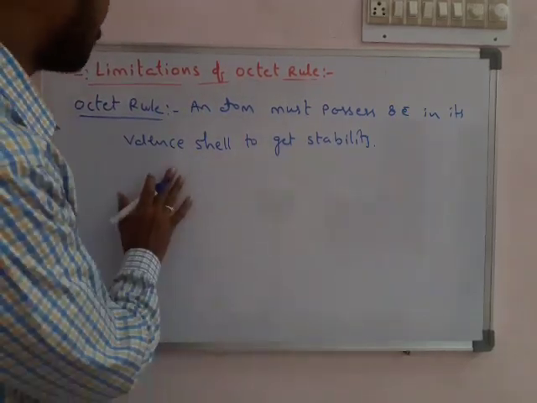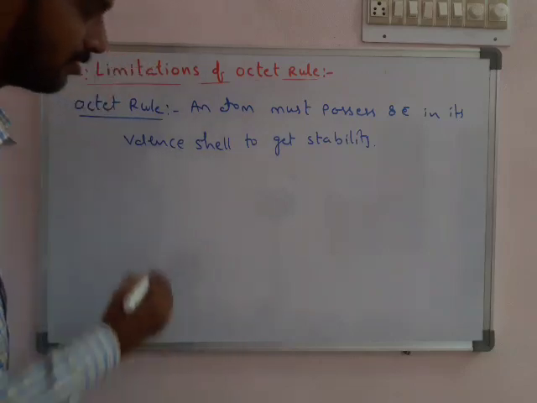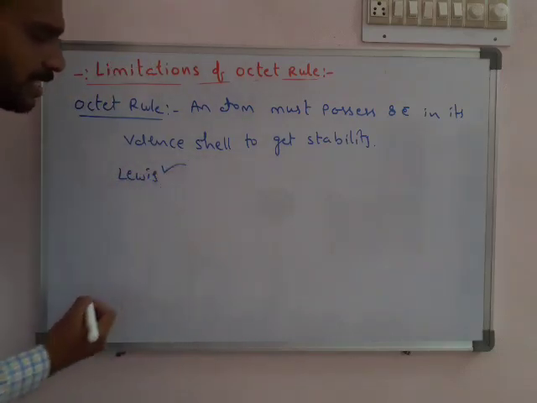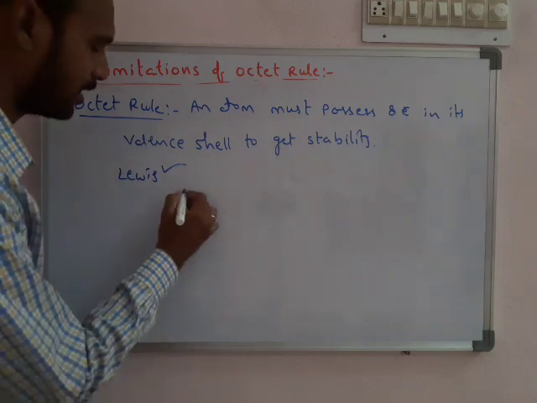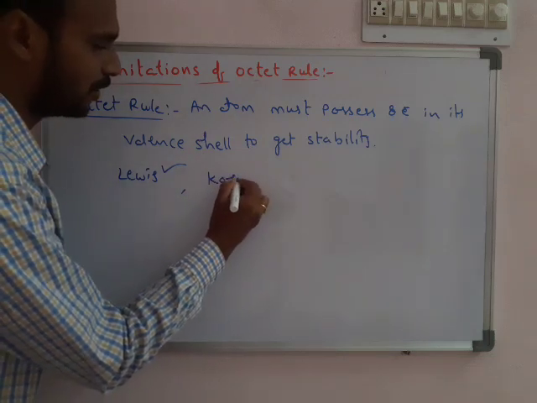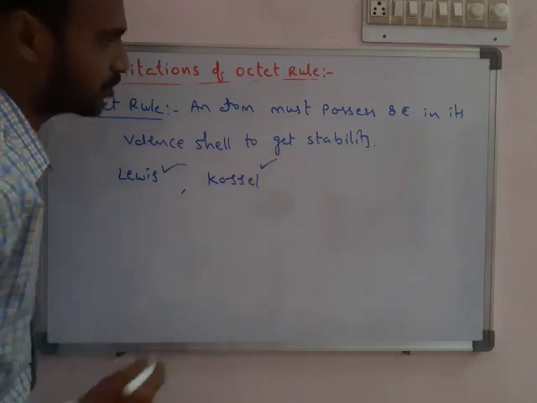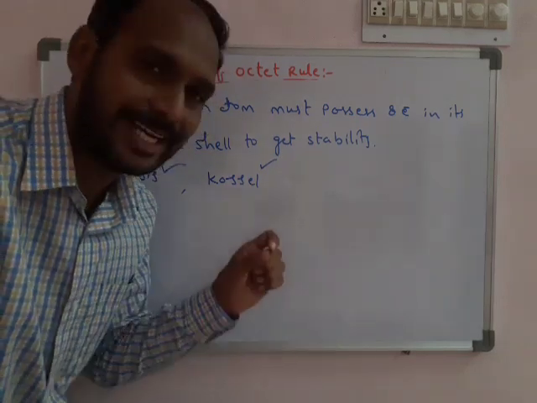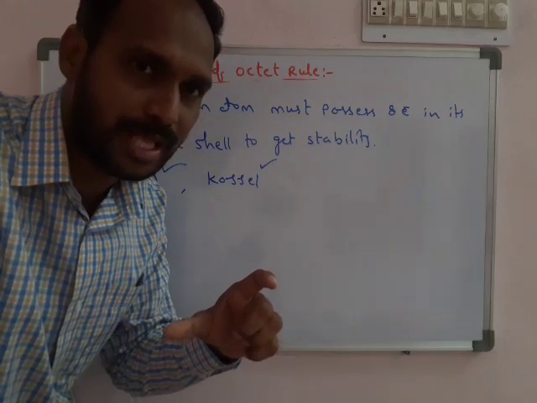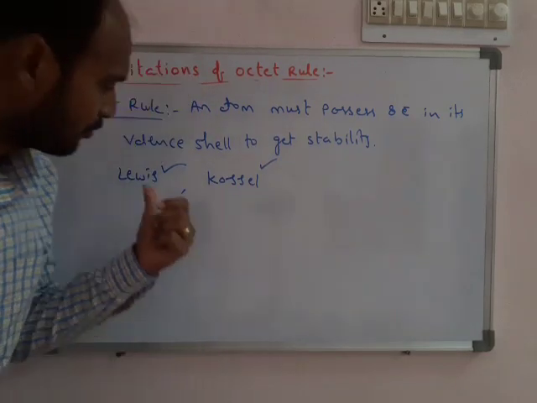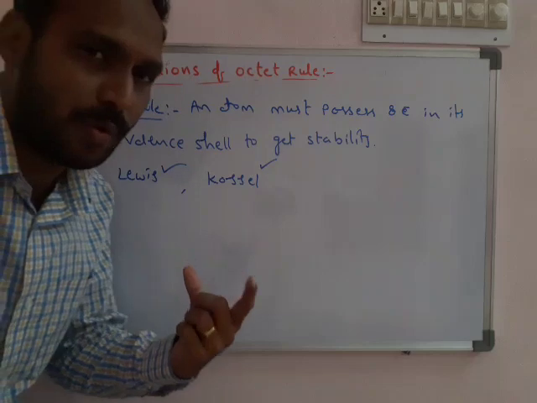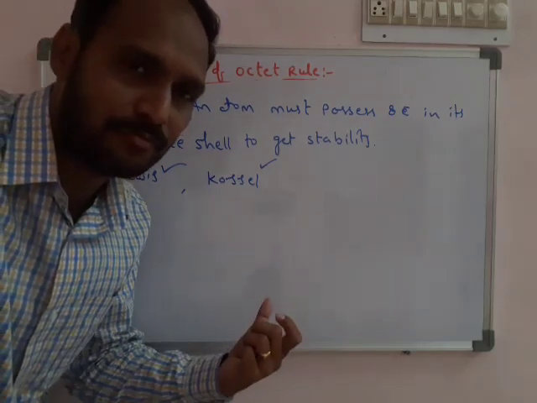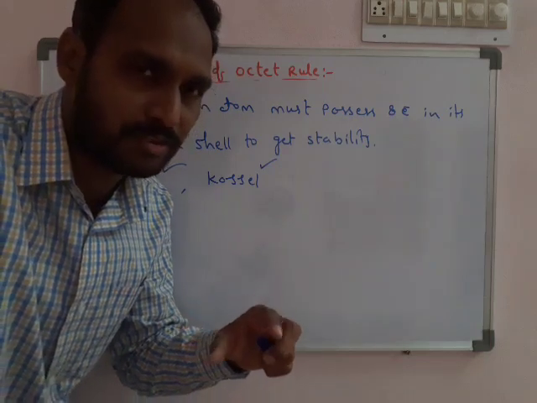This is the octet rule, and Lewis followed it. Lewis also said it is the perfect rule, and Kossel also followed this rule. Kossel proposed the ionic bond formation, and we know Lewis proposed the covalent bond formation. In both ionic and covalent bond formation, they gave importance to the octet rule.